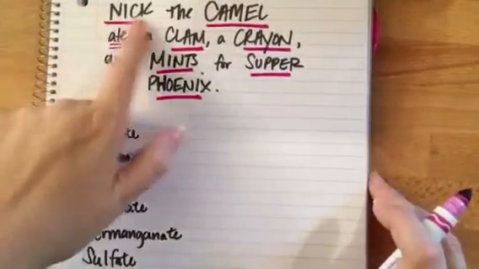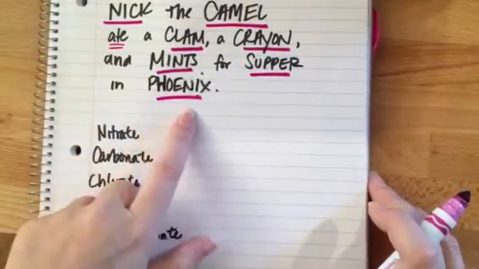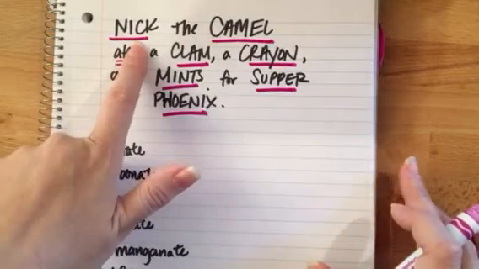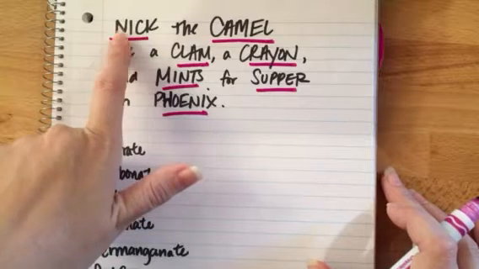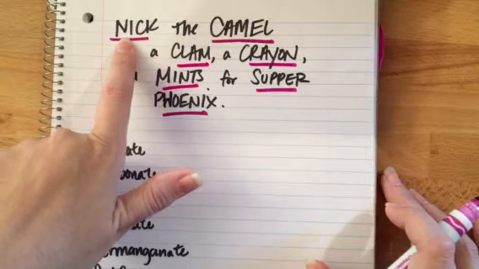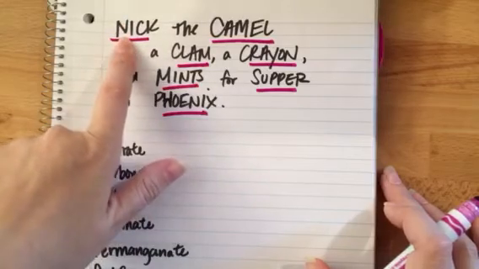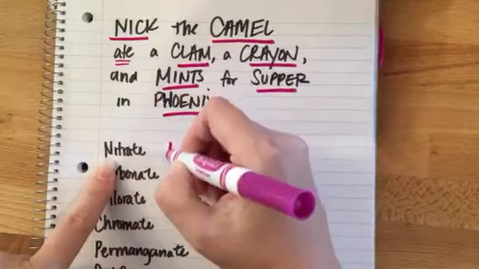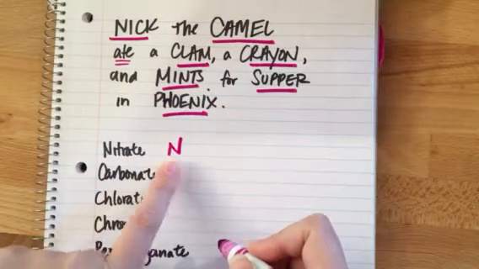So the sentence is: Nick the Camel ate a clam, crayon, and mince for supper in Phoenix. Things that you need to know. You're going to look at each word individually. Look at the element or the name, the letter that it starts with. The letter that this one starts with is N, so that's actually going to be for nitrate. So nitrate starts with nitrogen.